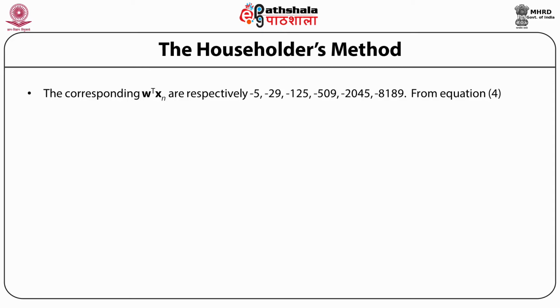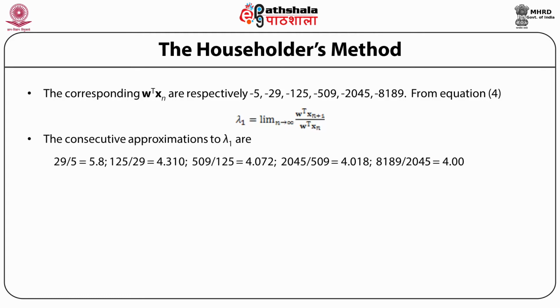So from equation 4, lambda_1 equals the limit as n tends to infinity of W transpose x_(n+1) divided by W transpose x_n. The consecutive approximations to lambda_1 are 29 by 5, which is equal to 5.8, 125 by 29 equal to 4.310, 509 by 125 equal to 4.072 and so on. And the last one is 8189 divided by 2045, which is equal to 4.004. The last one is correct to 4 significant figures.